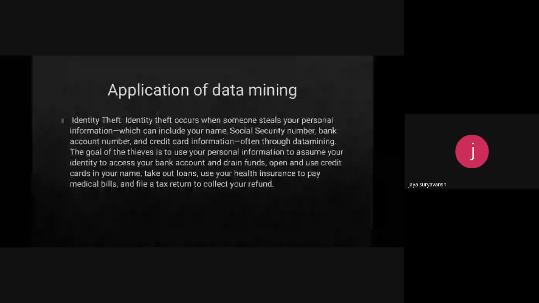I would like to give an example of bike theft. There could be one application which will collect or collaborate the information about the theft.